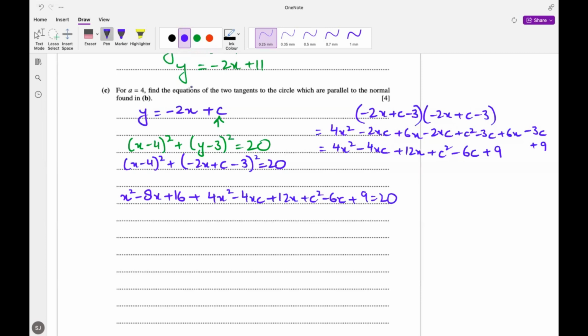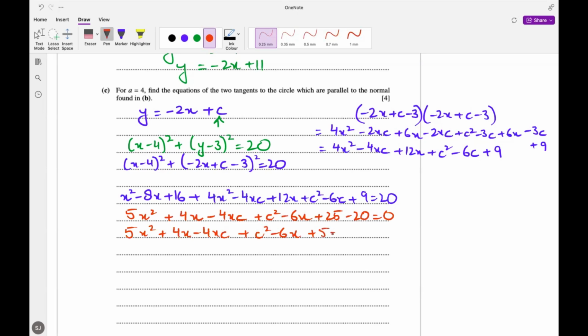Simplifying this, we'll get x squared plus 4x squared as 5x squared. Minus 8x plus 12x is 4x, so this will become a plus 4x. And then the other x term is minus 4xc. And then the constant term is plus c squared minus 6c. 16 plus 9 is 25, so this will become plus 25 minus 20 equals 0. So this will become 5x squared plus 4x minus 4xc plus c squared minus 6c plus 5 equals 0.